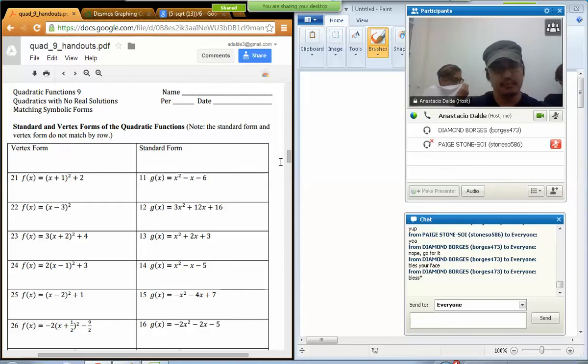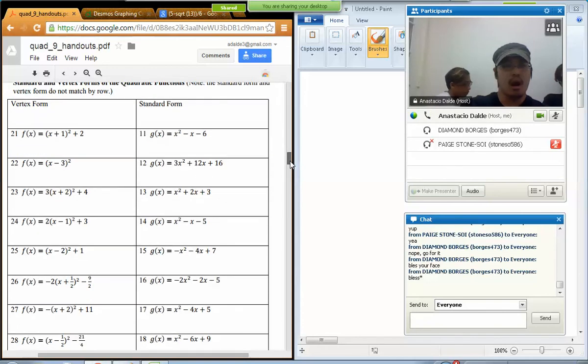Okay. All right. What are they asking us to do? A symbol matching game. Ooh, this is fun. How cute. Apparently, on the left side, there's the vertex form, and on the right side, there's the standard form. For number 11, 12, 13, 14, 15, 16, and 17, why don't you guys just read off for me: what are the y-intercepts?